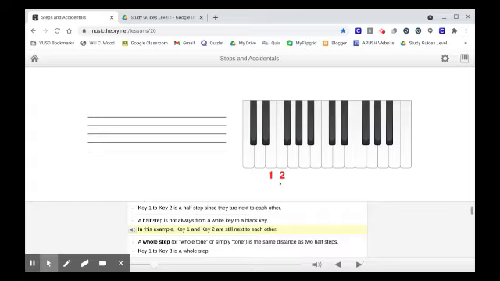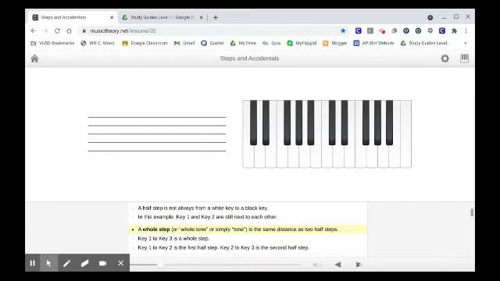So like I said, for example, key 1 and 2 are both white keys, not going from a white to a black, but that doesn't really matter because it's still the same distance. However, you can't go from a black key to another black key since there is always a white key in between, at least one. So that would actually be considered a whole step, but we'll talk about that in a second.